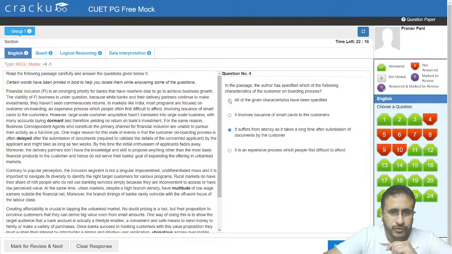हाँ, difficult to afford भी दिया है ना यहाँ पे. Like if you read the fourth, fifth line, an expensive process people find difficult to afford, so they have to pay some charges and all. So that's what it is given.